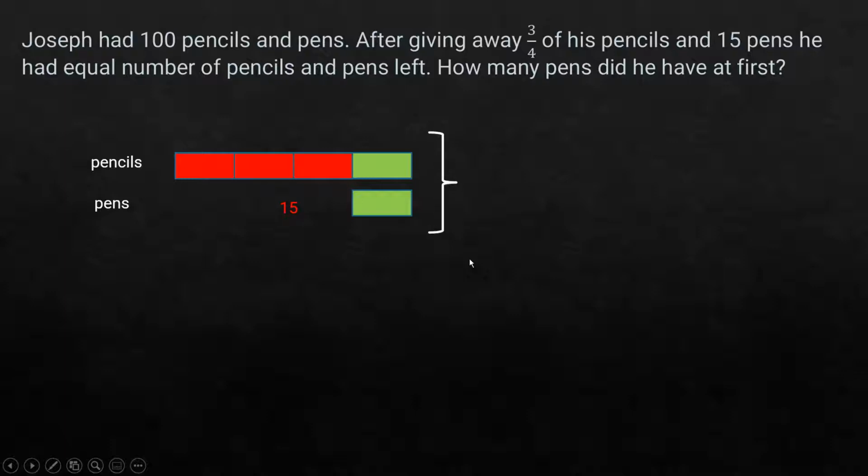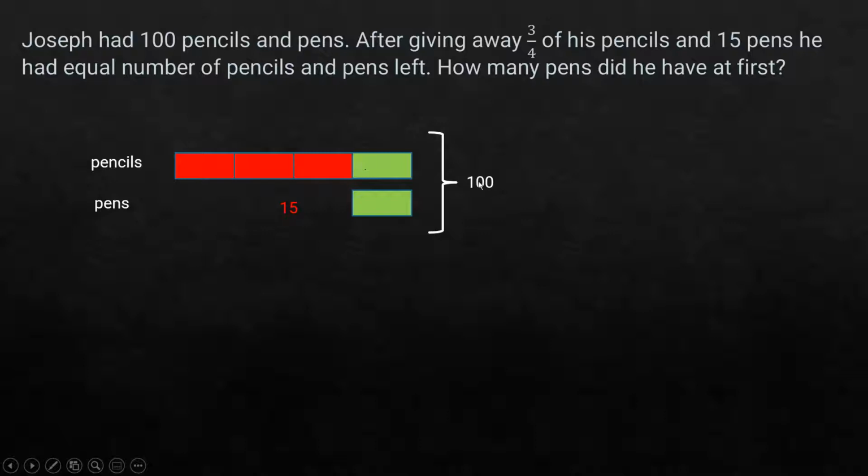And this whole thing, including what he gave away and what he has left, should be equal to the total number of pencils and pens, which is 100. So these 3 parts he had given away, but if we go back before he gave away, he would have had these 3 parts plus this part, which he even now has. And he had given away 15, so we are including that. And what is left is shown here. So this whole thing is, at the very beginning, Joseph had 100 pencils and pens, right?